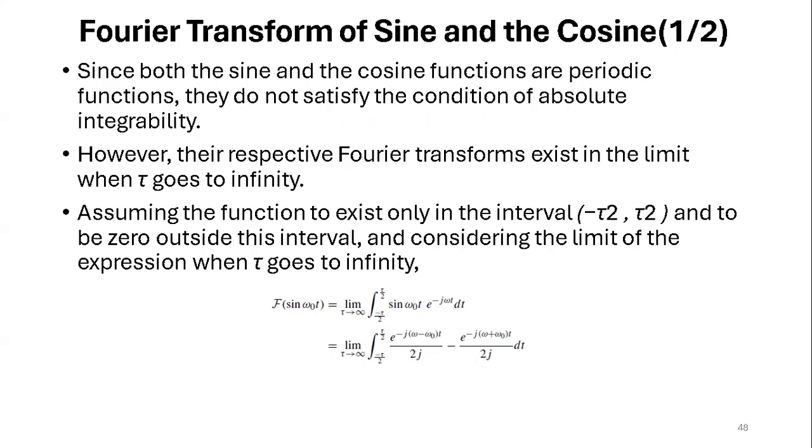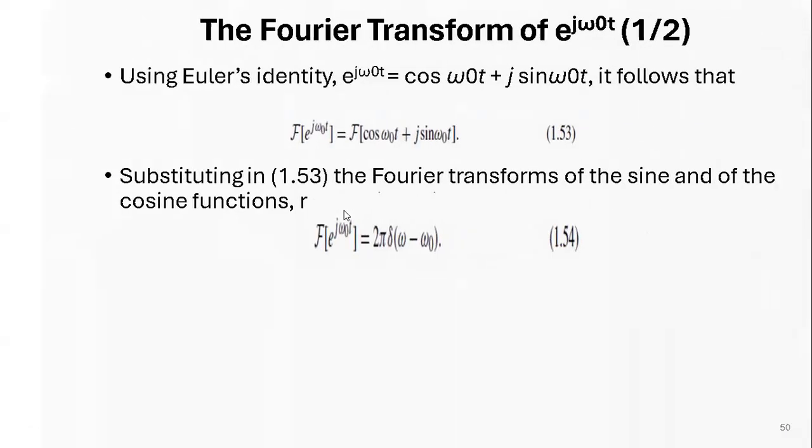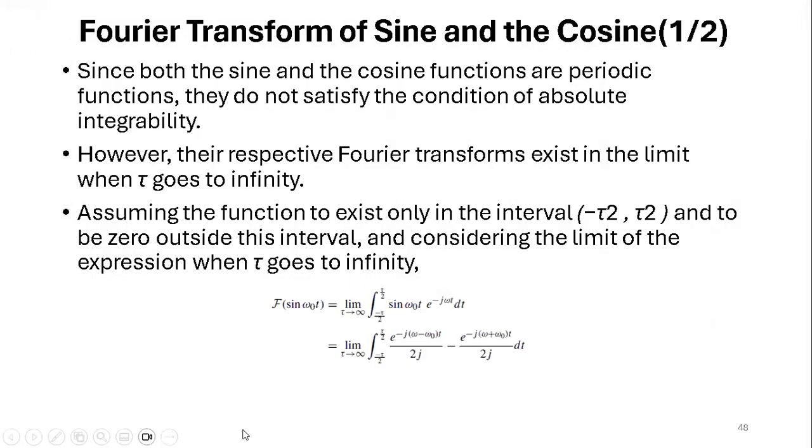Now we get to the main equation. In the limit as tau goes to infinity, this is equal to j times the sinc of omega plus omega naught tau over 2, minus j times the sinc of omega minus omega naught tau over 2. This function we have to write multiplied by tau. This is the formula.